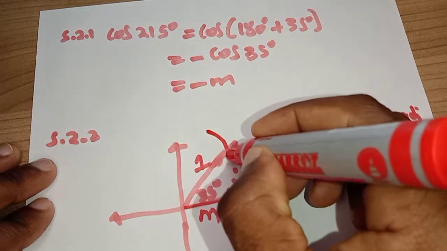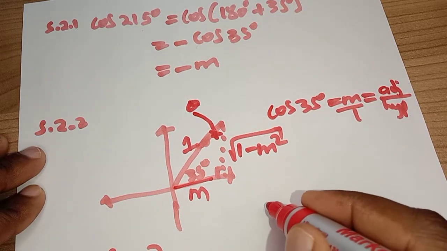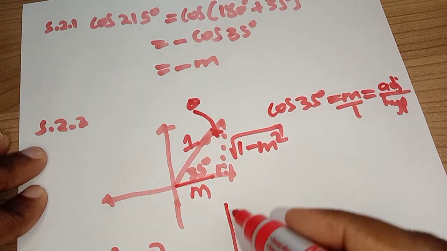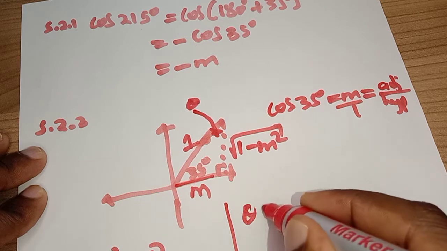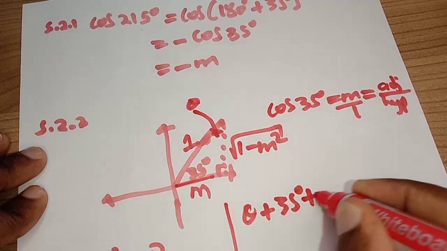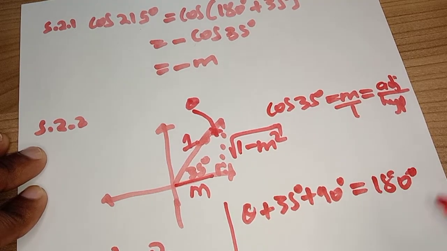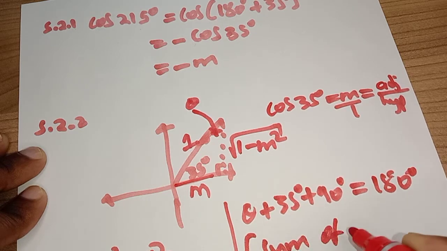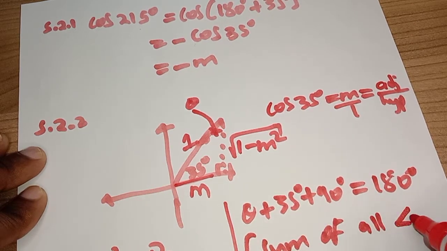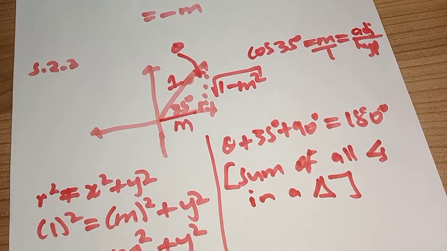We can say this angle here is this theta, okay? Then we're going to say theta plus 35 degrees plus 90 degrees should give us what? 180 degrees, okay? The reason is the sum of all angles in a triangle.